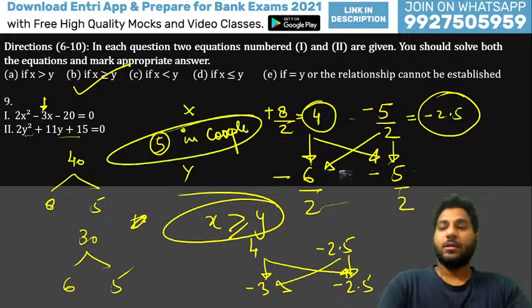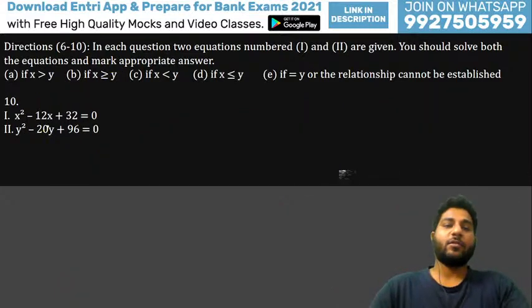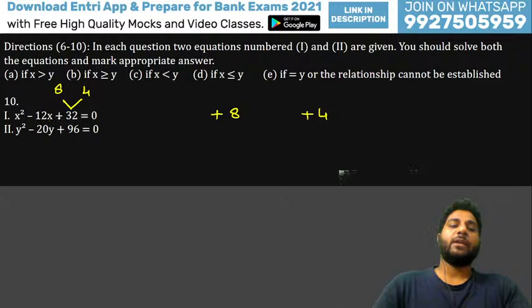Otherwise, the thing is that you will lose time. Okay, next, the final question. 32. Clearly 8 and 4. Okay, and minus plus suggests that both the roots will be in positive nature and will be divided by 1. So you don't need to worry about it.